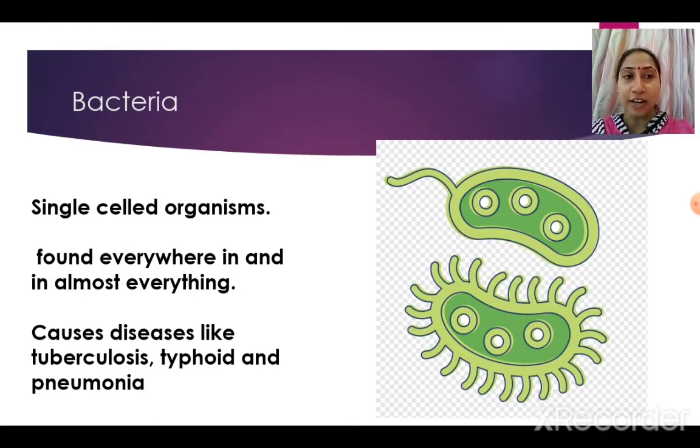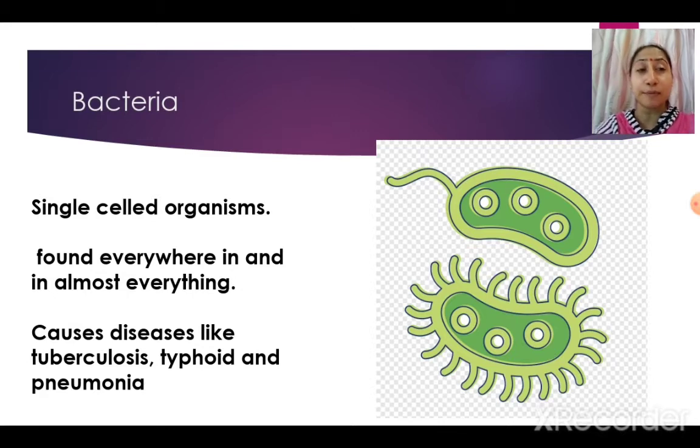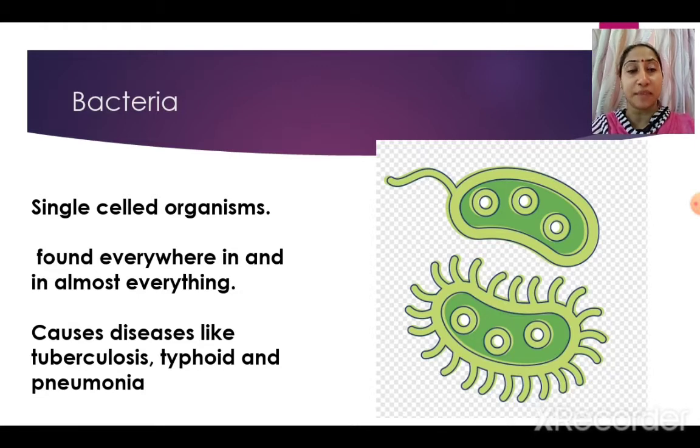It's a single celled organism, means it's made up of only one cell, right? A human body is made up of millions of cells, and we cannot see the cells since they are very tiny. So can you just imagine if bacteria is made up of only one single cell, कितना छोटा होगा? It's going to be very tiny. That's why we cannot see it, right? It's found everywhere and in almost everything. Whatever you eat, it's present everywhere.